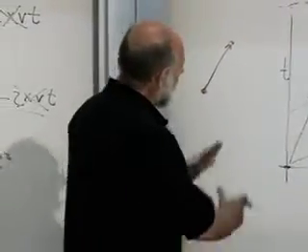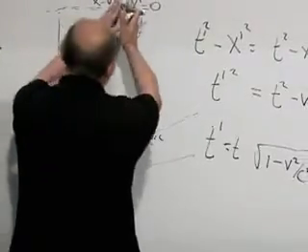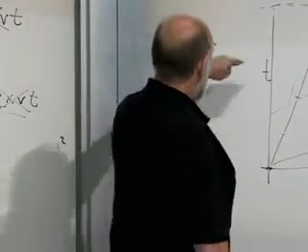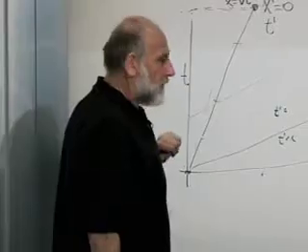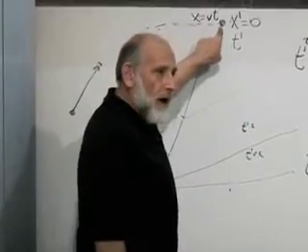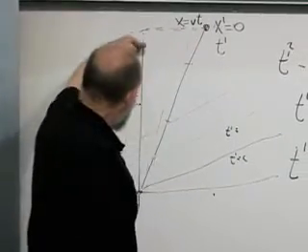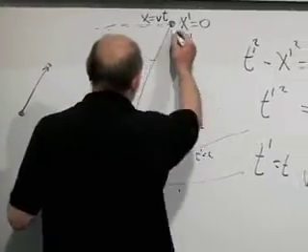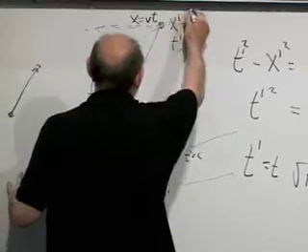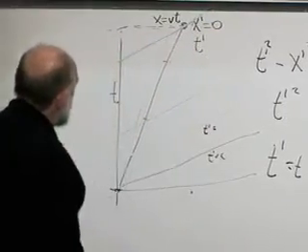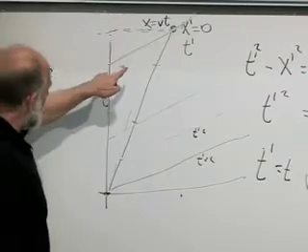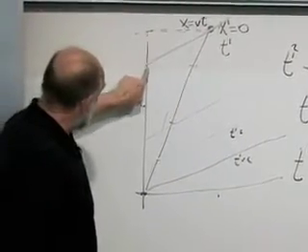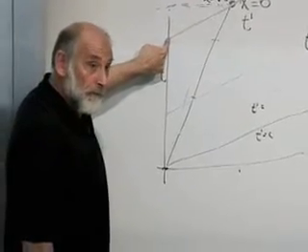Now, let's take the moving observer here, and the moving observer looks at the stationary clocks at an instant of his time and asks, what does the stationary clock read? Well, an instant of his time looks like this. So he's really asking not what the stationary clock reads at this point, but what the stationary clock reads at that point.